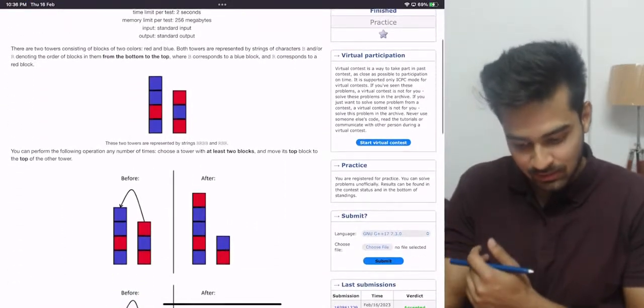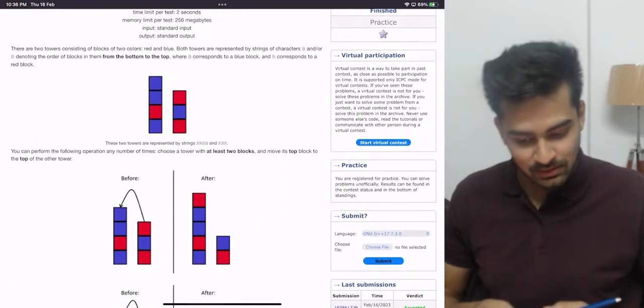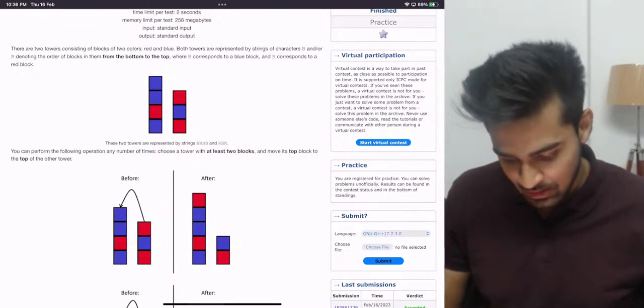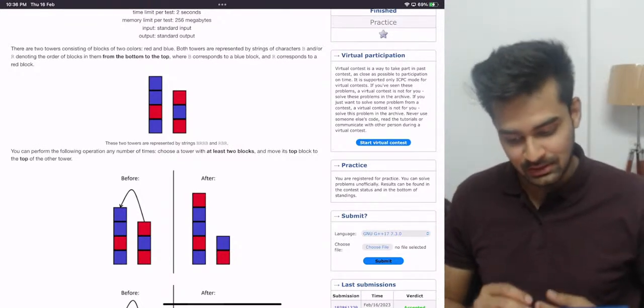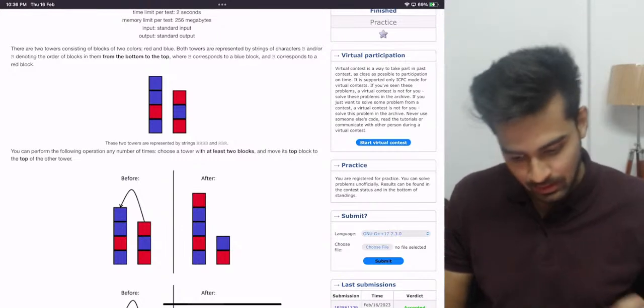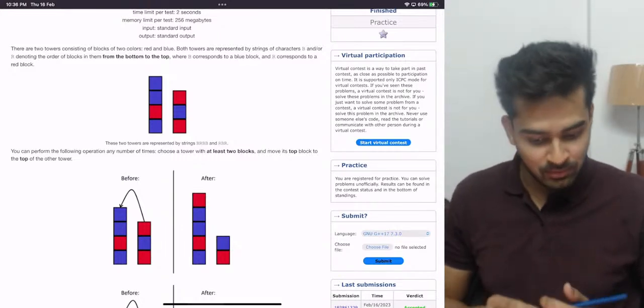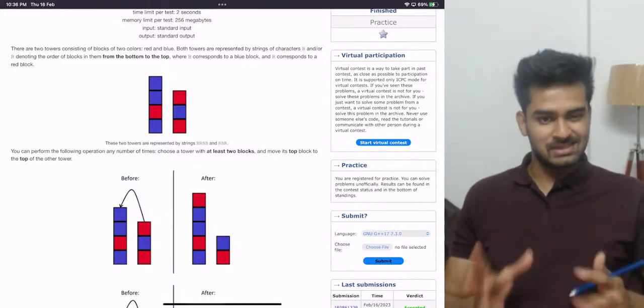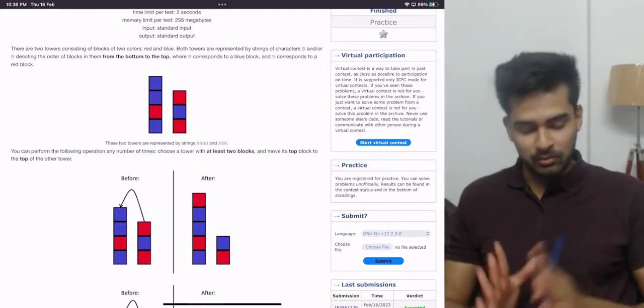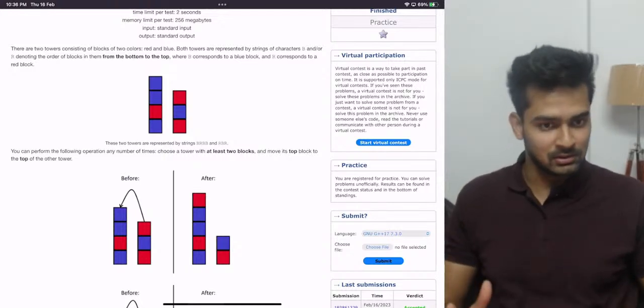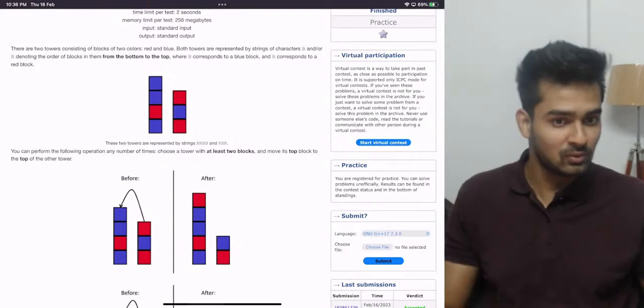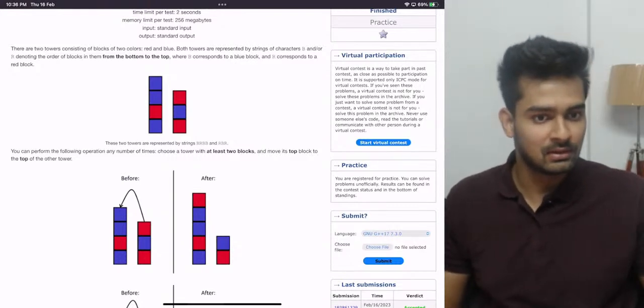There are two towers consisting of blocks of two colors, red and blue. Both towers are represented by strings of characters B or R, denoting the order of blocks in them from the bottom to the top, where B corresponds to a blue block and R corresponds to a red block. So basically we have two towers. Both towers might contain any number of blocks and any color of blocks. There are two colors, blue and red.